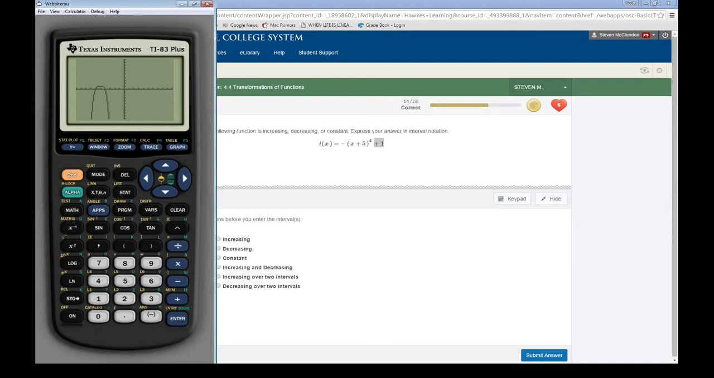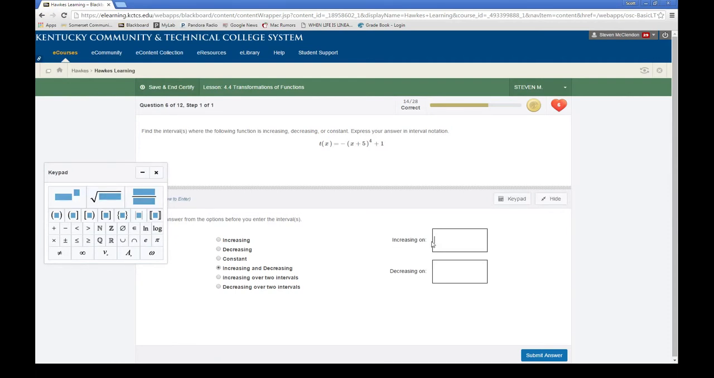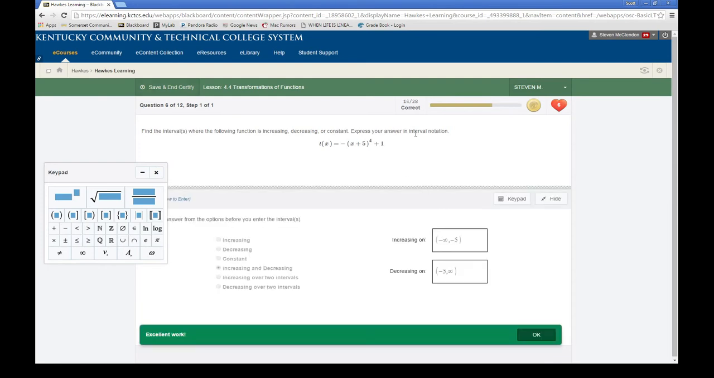So where does it change over from increasing to decreasing? At negative 5. We're going to use the x value to determine that. It changes from being increasing to decreasing at negative 5 on the x-axis. So we'll come over here and pick increasing, decreasing. It is increasing from negative infinity to negative 5, and it begins decreasing from negative 5 to positive infinity. That's how you find increasing and decreasing. It's in interval notation. That's why I had to use it that way.